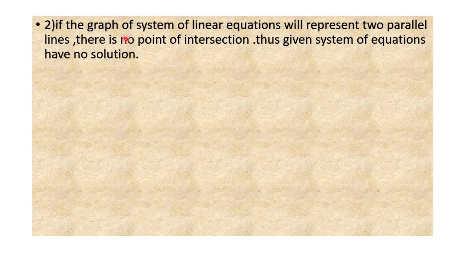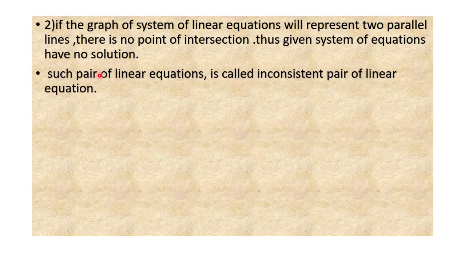Second condition is, if the graph of system of linear equation will represent two parallel lines, there is no point of intersection, thus given system of equations have no solution. When two lines are parallel, then there is no solution. Such pair of linear equation is called inconsistent pair of linear equation. For example, this line has parallel lines, so there is no solution.